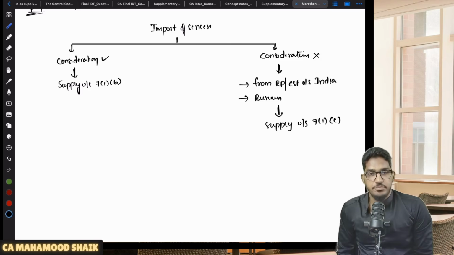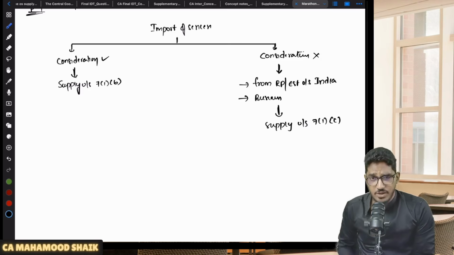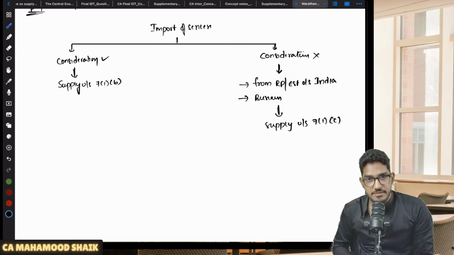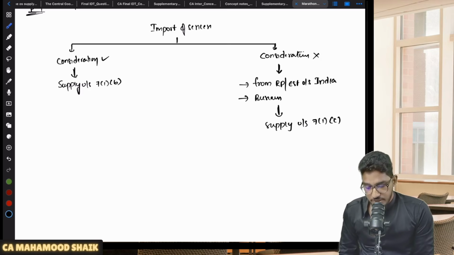So very important, importation of services. This is where often students write the wrong answers. So that's why I'm telling you the system. In case they're asking you a question regarding importation of services, to determine whether it will qualify as supply or not, this is the system you have to follow.